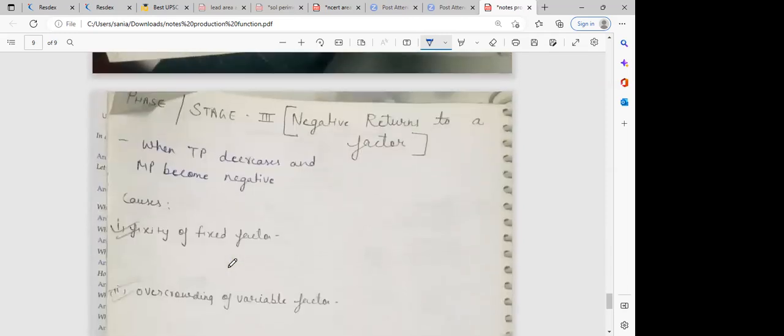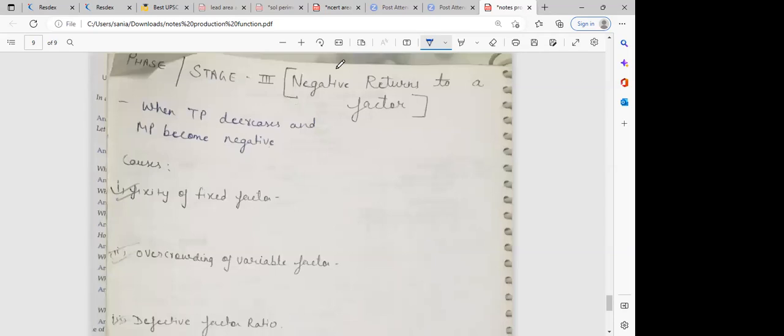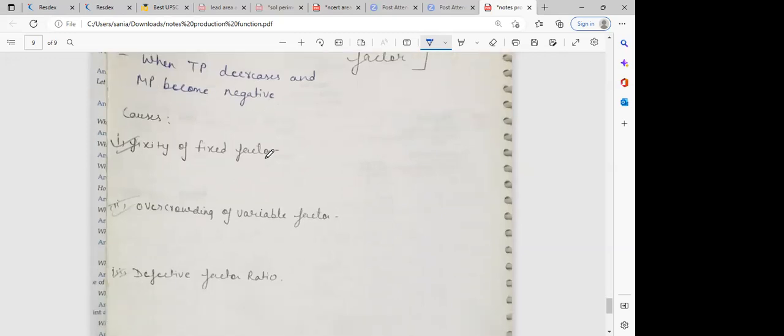Okay. Then coming to third phase. Third phase is basically known as negative return to a factor. Why? Because over here TP decreases and MP becomes negative. Now, what are the causes? Fixity of a fixed factor. Fixity means fixed factors are fixed. We have this capacity and we cannot change it. They are fixed factors. And overcrowding, of course.